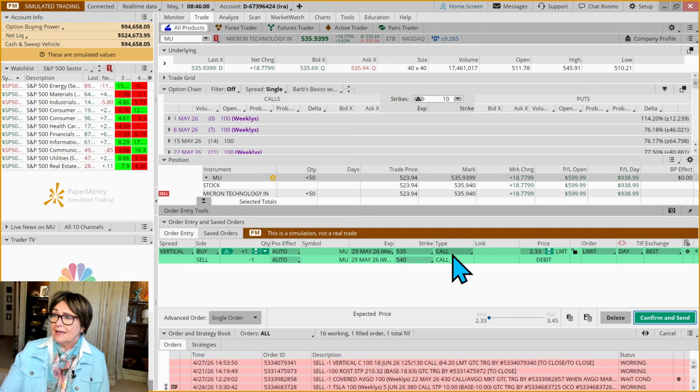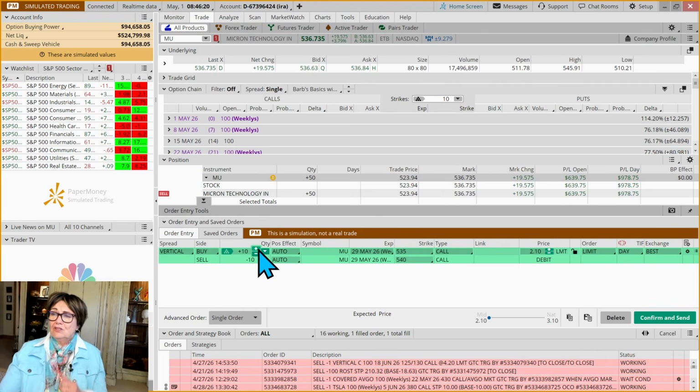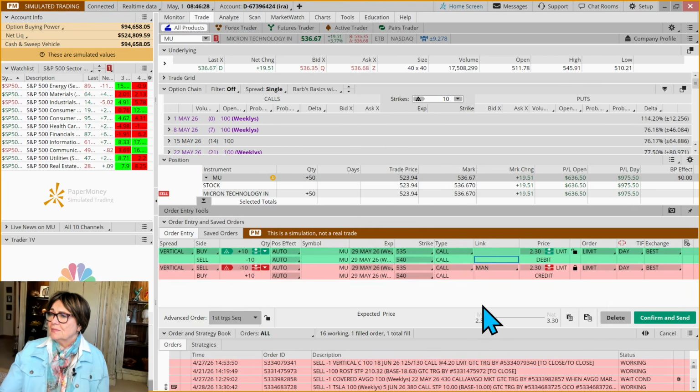So we're risking $233 a contract. So if we said, well, we're willing to risk up to $2,500 on this account that has over 500,000, we could do 10 contracts. Because if we lost all of it, we'd be down 2,280. So we're going to do our 10 contracts. We're going to take our single order, make it a first trigger sequence. We're going to right click, create an opposite order.